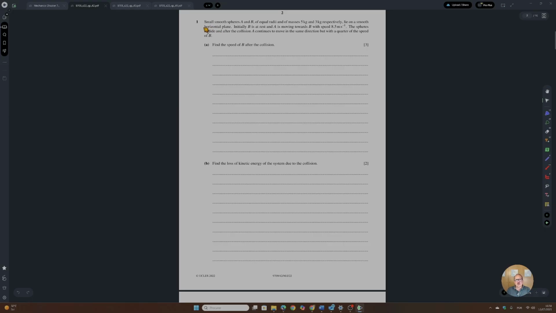Small smooth spheres A and B of equal radii and of masses 5 kilograms and 3 kilograms respectively lie on a smooth horizontal plane. Initially, B is at rest and A is moving towards B with speed 8.5 meters per second. The spheres collide, and after the collision, A continues to move in the same direction but with a quarter of the speed of B. Find the speed of B after the collision.